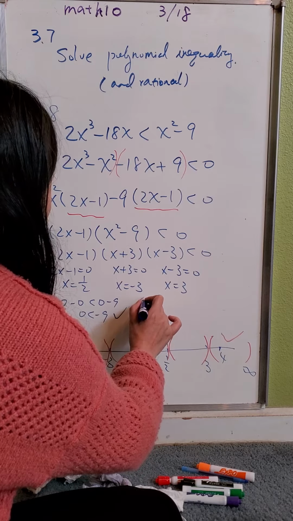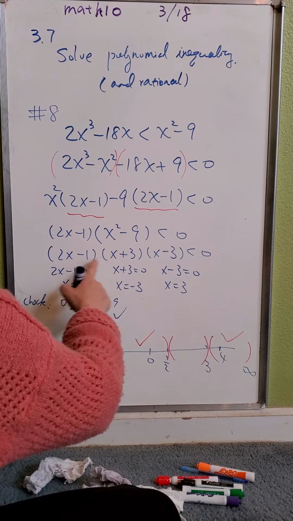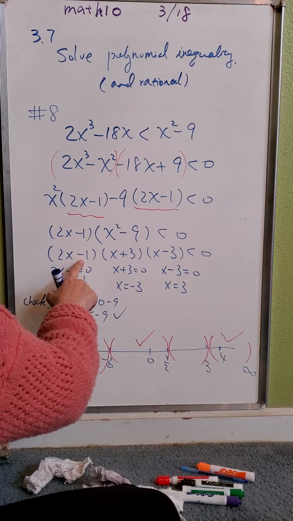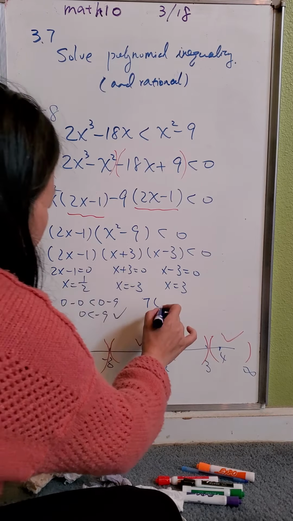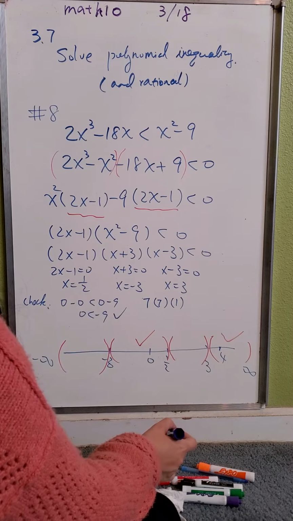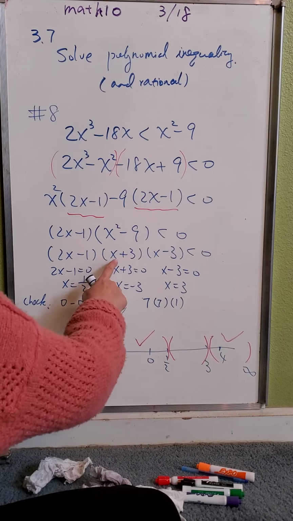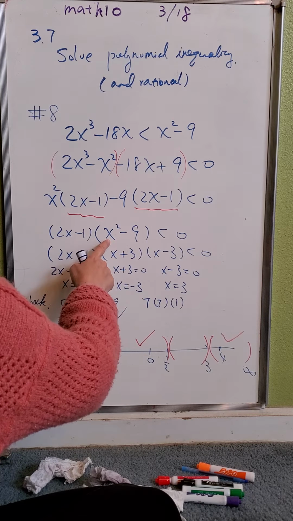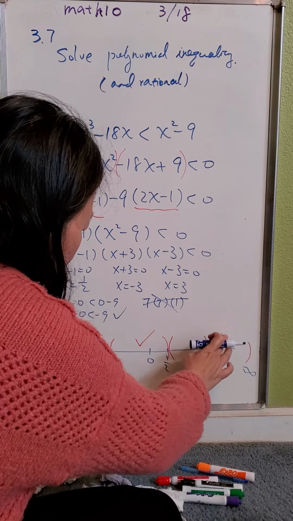Okay, so we check again. Maybe we use this one to check now because it's faster. 2 times 4 equals 8. 8 minus 1 is equal to 7. This is 4 plus 3 is equal to 7. This is 4 minus 3 is equal to 1. And oh no, this one doesn't work, because I picked 4. No, this one won't be less than 0, so that doesn't work. So what we predicted, this doesn't work.